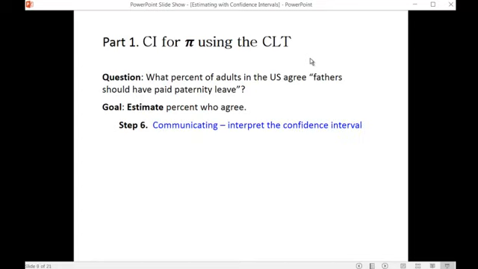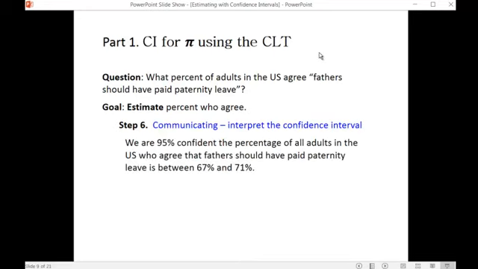And then it's important that we communicate this effectively. It helps to make sure that we understand what it is that we're saying, but it helps us to tell other people what it is that we've learned as well. So we want to interpret this confidence interval for them. So we always include a statement like this one. We are 95% confident the percentage of all adults in the U.S. who agree that fathers should have paid paternity leave is between 67 and 71%.